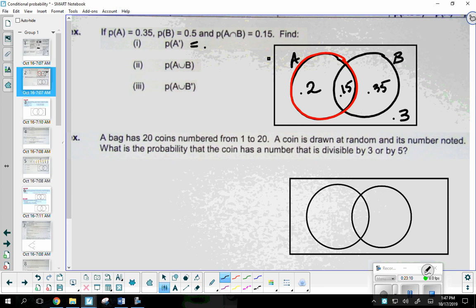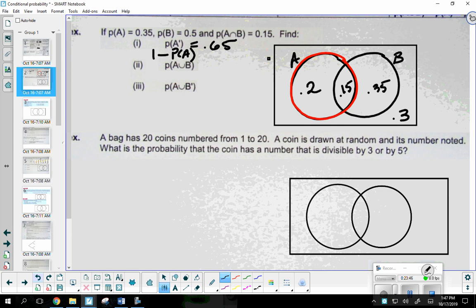There you go. Again, there are a couple of different ways you could do this. If you really like the diagram like I do, you could shade everything outside of A. The only thing outside of A is 0.35 plus 0.3, and that's where we got the 0.65. Or you could come up with an expression. Because we're talking about the complement, this is equivalent to 1 minus the probability of A. So 1 minus 0.35 still gives you 0.65.